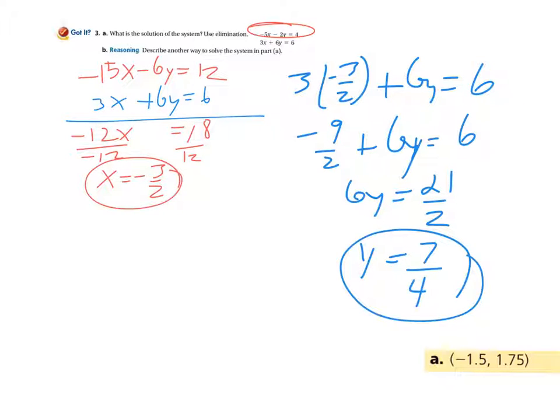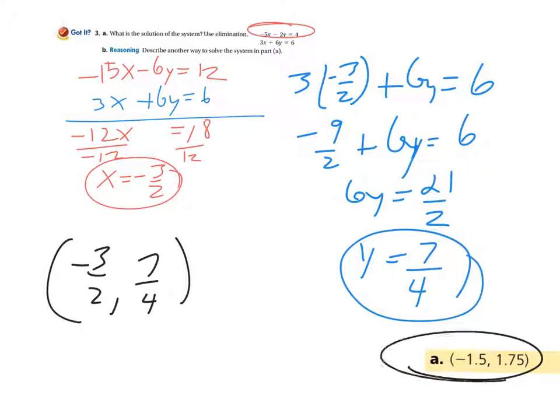Now this one's kind of ugly, but it doesn't matter. That is the answer. So we get negative 3 halves, 7/4 for our answer. Or if you prefer the decimal equivalent, negative 1.5 and 1.75. So again, they can have fractions, but the system still works.